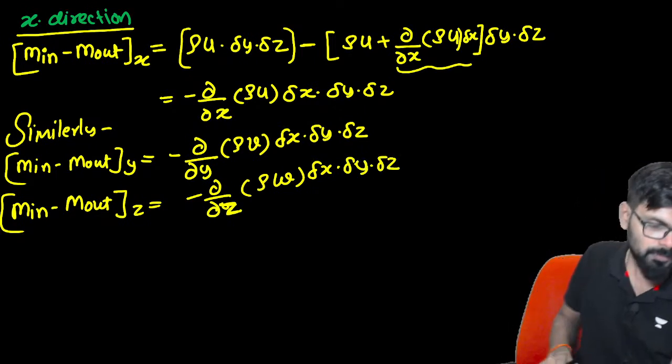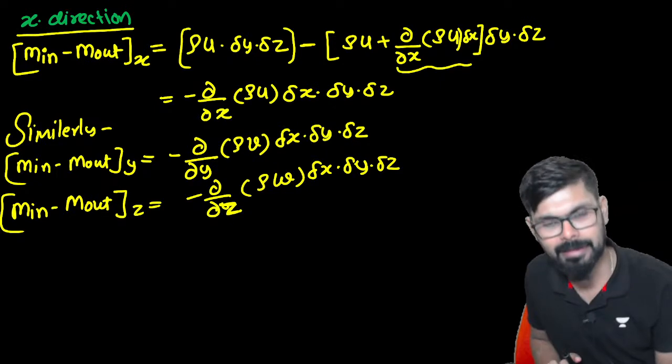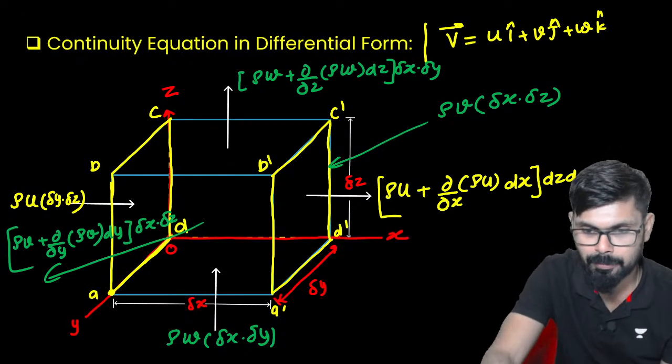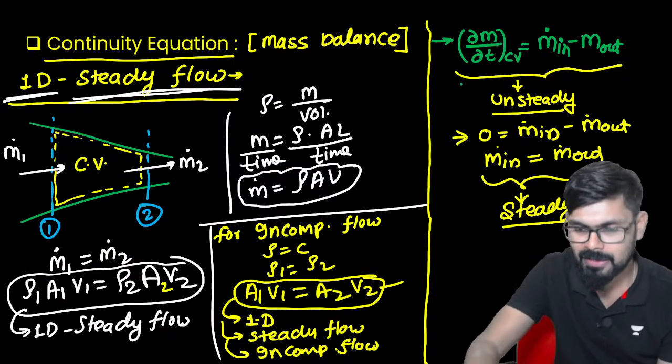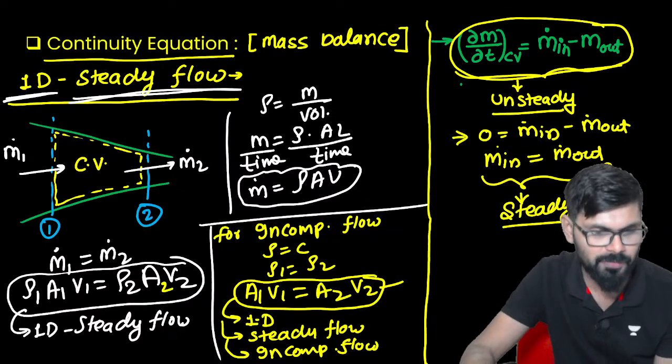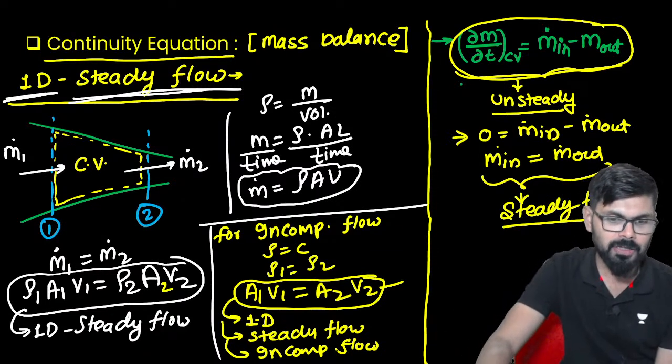Clear है. This is similarly I have written in all the three directions. But what is our main equation? This is our main equation. अरे, what is law of conservation of energy? ये है law of conservation of energy. This is law of conservation of energy. Basically this is law of conservation of energy.